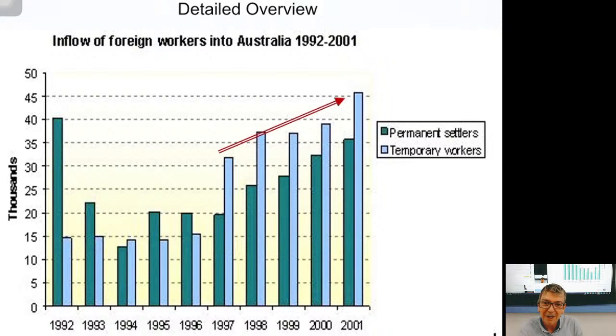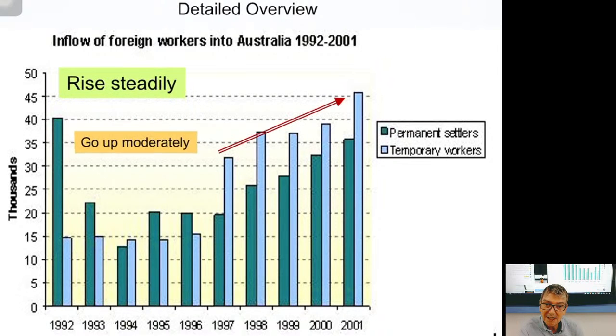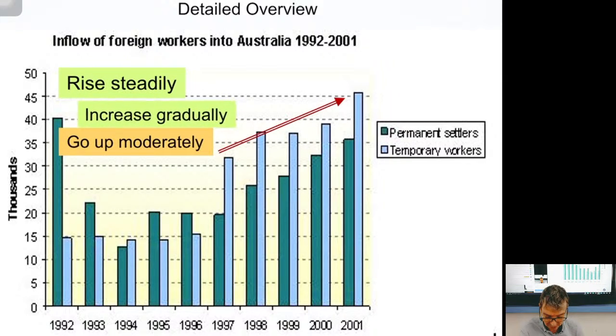So the next one is a steady one. It's more steady. It's not as sharp, or it's not as quick. So how would you describe this one? This is about the same for both the green and the light blue also. Okay, you might have something like this: rise steadily, go up moderately, or increase gradually. So don't forget, rise, increased, and then go, went.